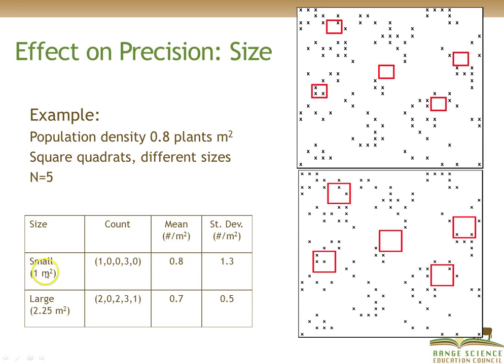So if we assume that the small quadrat is 1 meter squared and the large quadrat is slightly more than twice as large, 2.25 meters squared, we can see with the small quadrat that we have several quadrats that are completely empty. And this is not an ideal situation. It tends to decrease the precision, so we have a relatively high or large standard deviation relative to the size of the mean. The standard deviation in this case is actually larger than the mean. On the other hand, when we increase the size, we start to have more plants incorporated in the quadrats, and we can see that there's fewer zeros and that the size of the standard deviation decreases. So this ultimately increases the precision of the estimate.